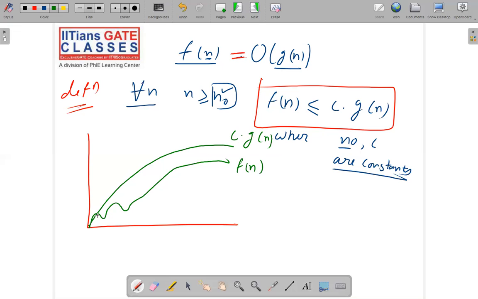As you can see, up to this value, from 0 to n0, Fn was greater or maybe smaller also at some points. But after n0, Fn is less than c Gn. Okay, so this condition is satisfied. So you can say Fn equals order of Gn, or big O of Gn.